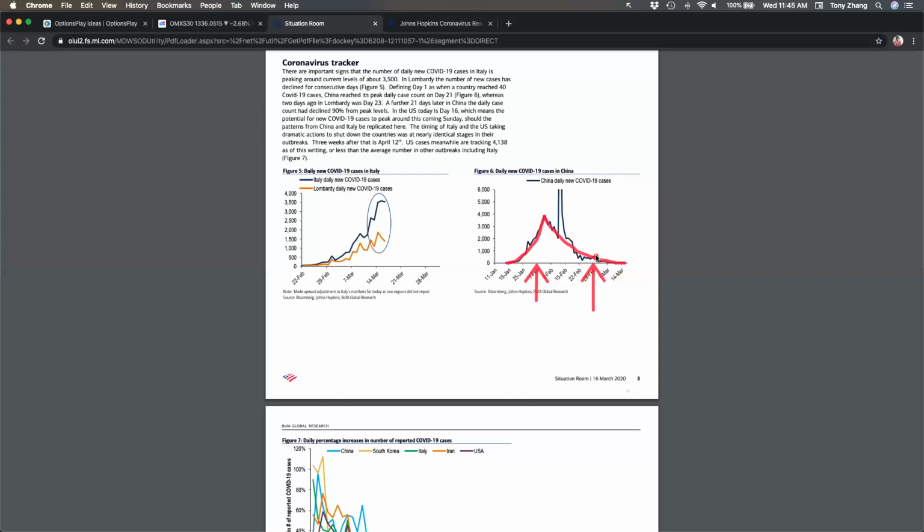declined to virtually zero. Now, the question is, are other countries able to follow this type of peak? So China peaked after 21 days after it started. Right now, we're looking at Italy to see if Italy follows that same trend. If Italy follows that same trend, that gives us, I would say, hope that the US and other countries, South Korea, can follow the same trend as well.